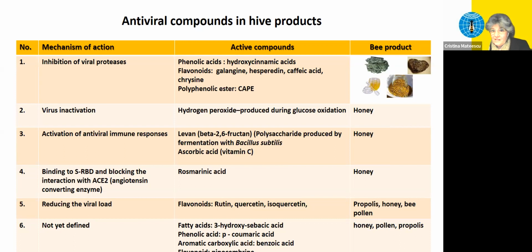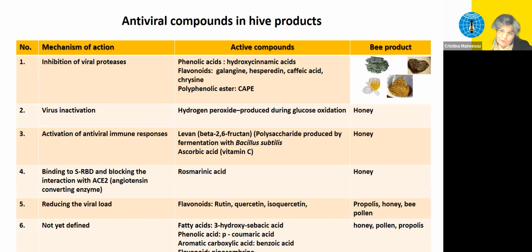The rosmarinic acid that has been identified in several types of honey can bind the S-RBD and block the interaction with angiotensin converting enzyme, the gateway for the virus to come into our body. To reduce the viral load, there are flavonoids like rutin, quercetin, and isoquercetin, which are abundant in propolis.